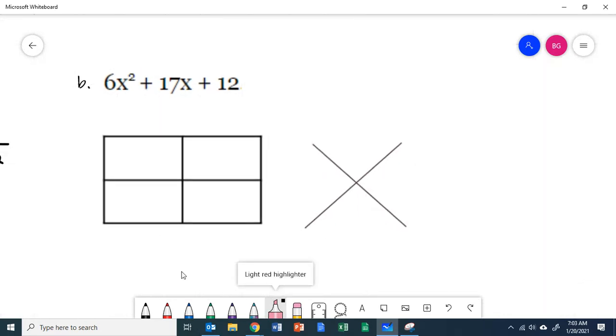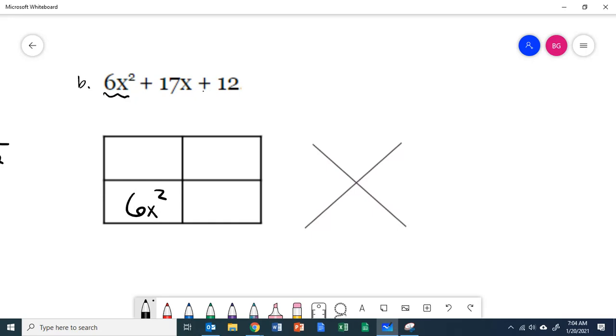All right, so let's look at this one. 6x squared plus 17x plus 12. Remember, the x squared part is going to go down in the bottom left-hand box. So I'm going to put 6x squared down here in the bottom. Please be writing this out and trying this one as I work through it.